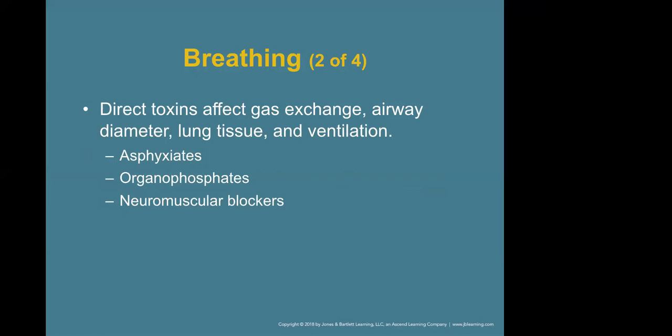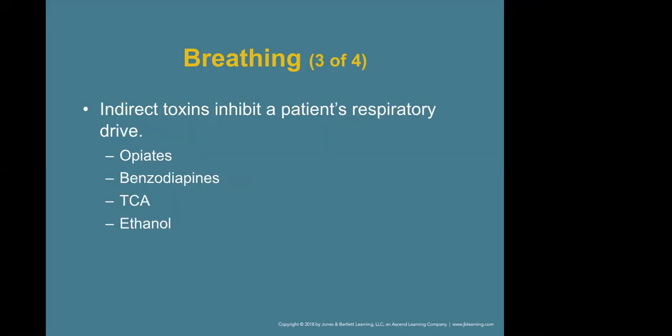Okay. So there are asphyxiates, which literally suffocate somebody from the inside. They block oxygen and carbon dioxide exchange at the alveoli. You have your organophosphates, which are common farming chemicals, and they cause SLUDGE, which is a massive liquid loss to the body. And then, of course, your neuromuscular blockers can be paralytics and can interfere with the body's exchange.